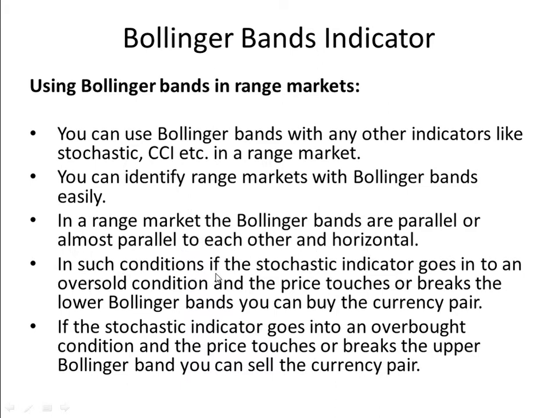In such conditions, if the stochastic indicator goes into an oversold condition and the price touches or breaks the lower Bollinger Band, you can buy the currency pair. If the stochastic indicator goes into an overbought condition and the price touches or breaks the upper Bollinger Band, you can sell the currency pair.